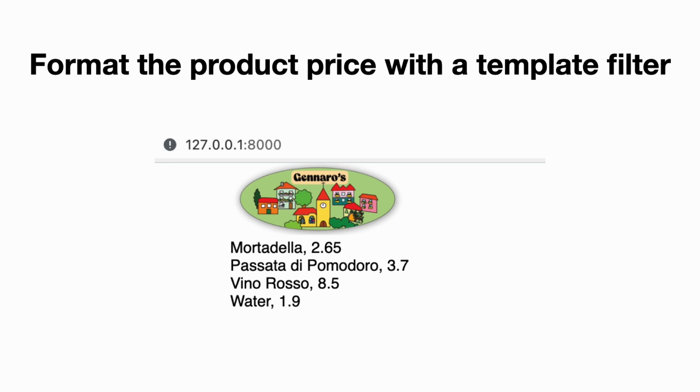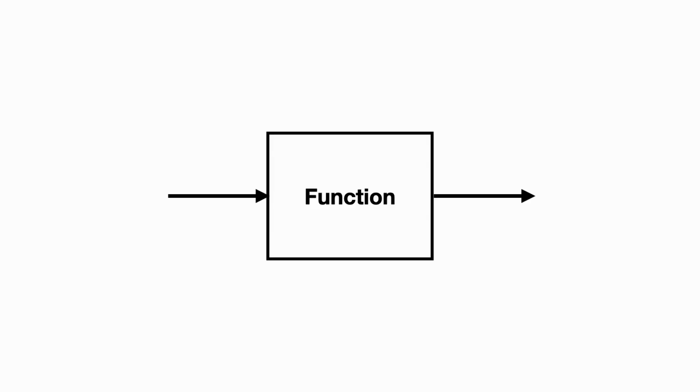We know we need to format the price on the web page. For this, we are going to use something called template filters. A template filter is a function that takes a value and returns a value. We can use this to convert this floating point value to this formatted string. Let me show you how this works.